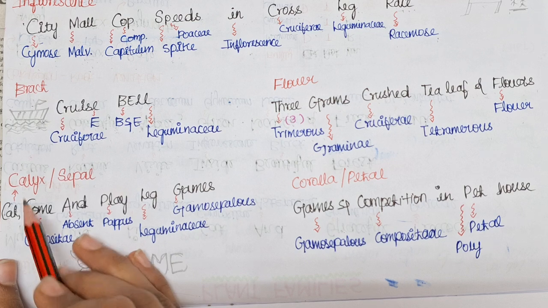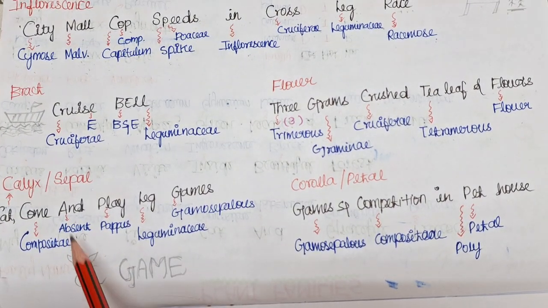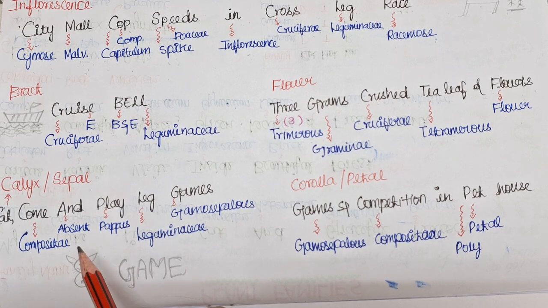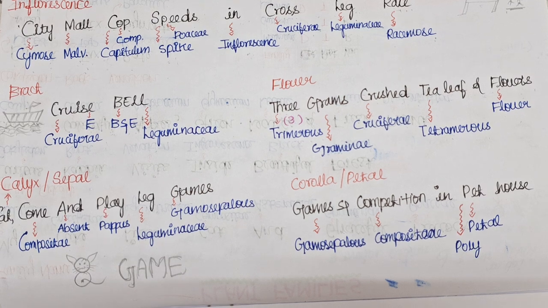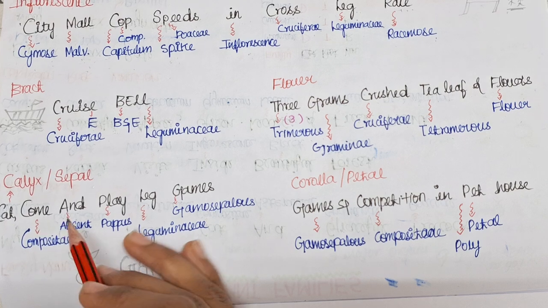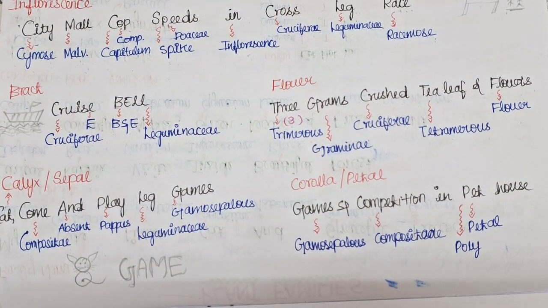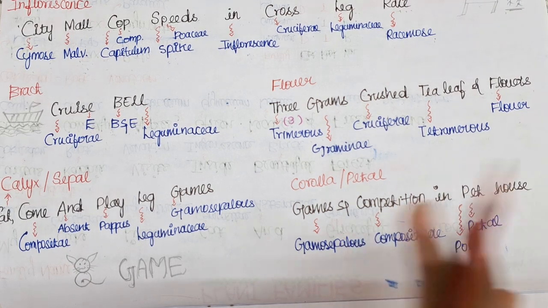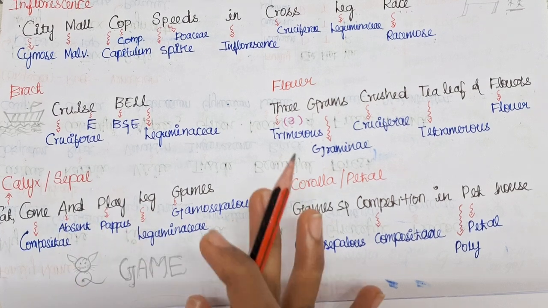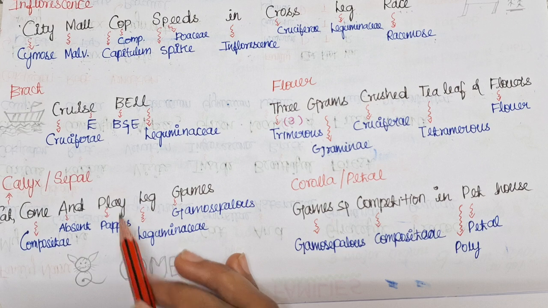So cat is for calyx. Come means composite. And means absent. Play is for pappus. So here in composite, most of the time the calyx will be absent or will be in the form of hairy pappus. I said the explanation will be given later if you people need. Now we are just learning the comments. So in composite, the calyx will be either absent or in the hairy pappus form. So come is for composite, and is for absent, play is for pappus.